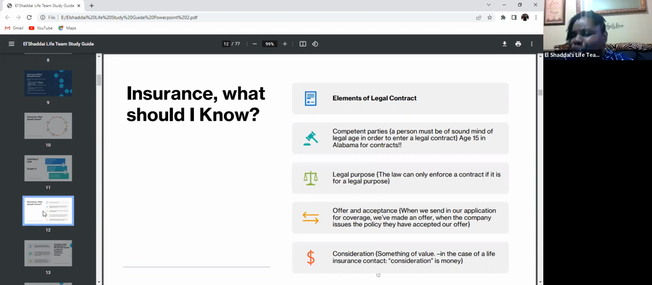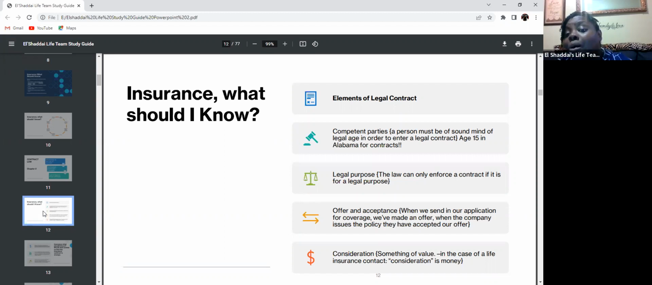Offer and acceptance. You submit your offer when you send the application, and when the company issues the policy, they're saying, hey, we just accepted your offer. You're not going to forget that. Competent parties: sound mind, legal age 15. Sound mind, legal age 15. You're going to remember that.